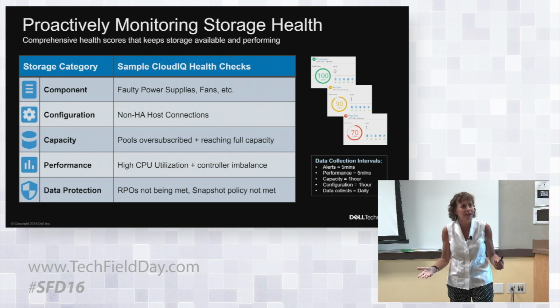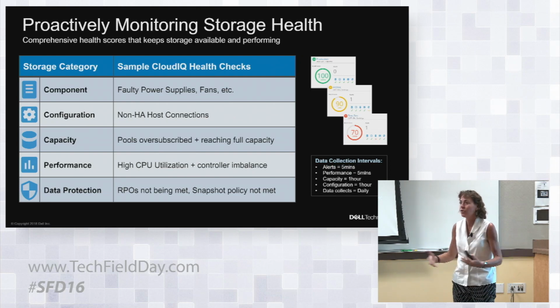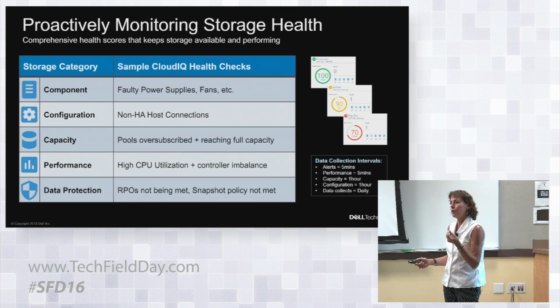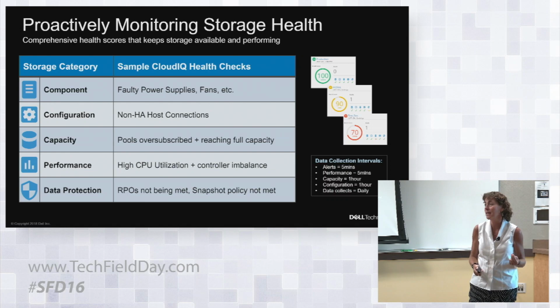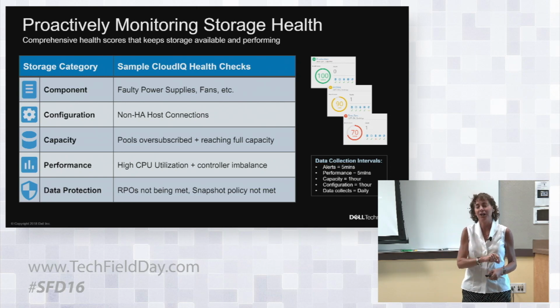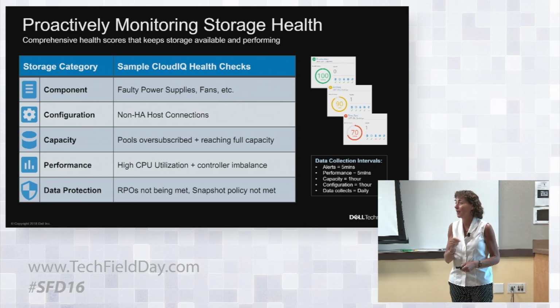And then the data collect comes in daily. If any of you had VNXs, you knew these as SP collects. So that's the standard collection as well. So that's the big, complete, all-in collection, but we're also bringing in these subsets on a more frequent basis so that we can provide that near real-time monitoring. The other thing that these subsets allow for is as soon as that data is coming into CloudIQ, we are running the corresponding health check.